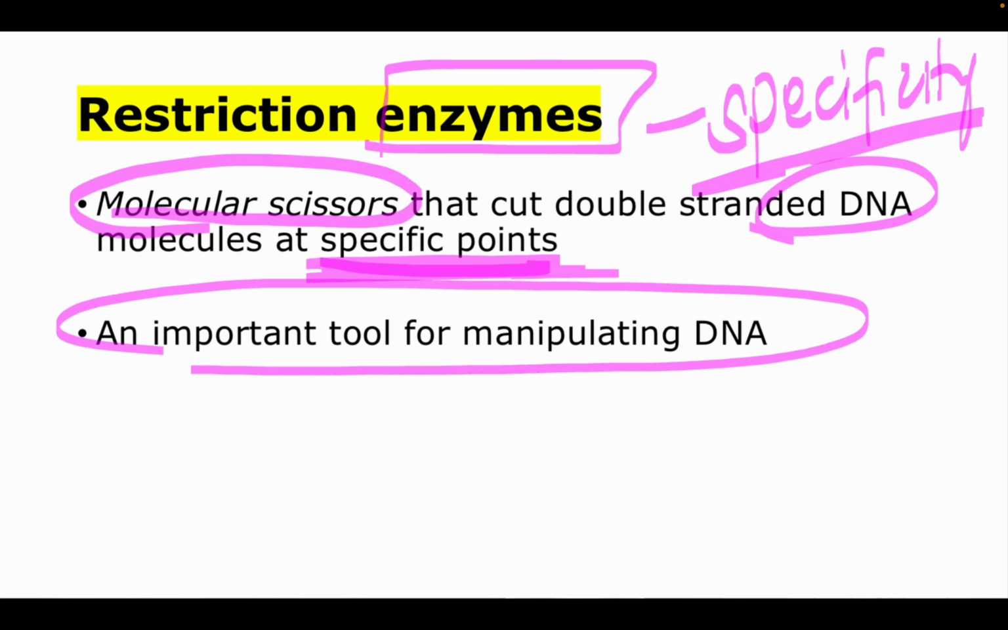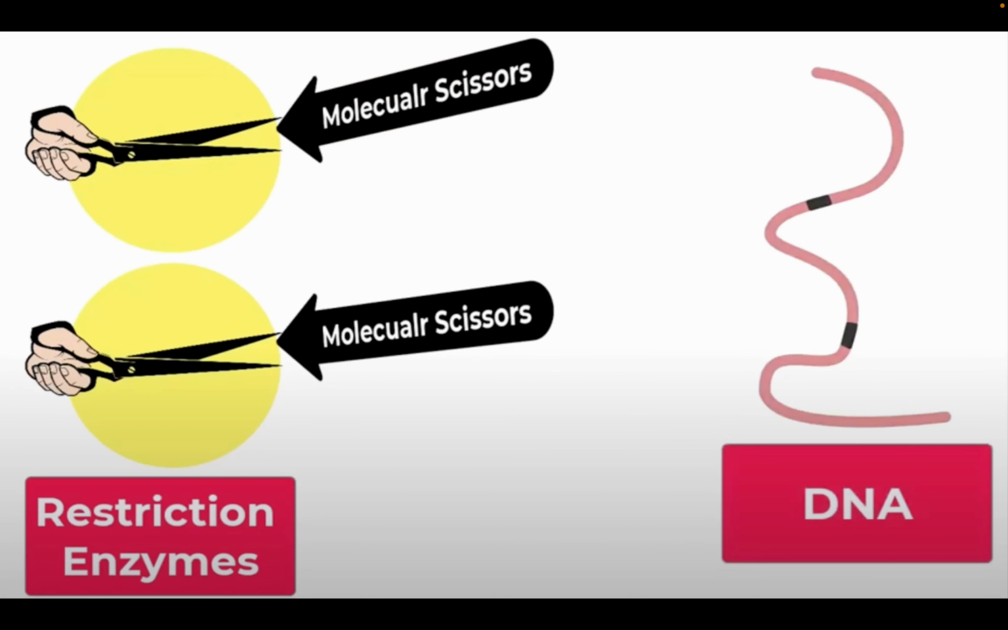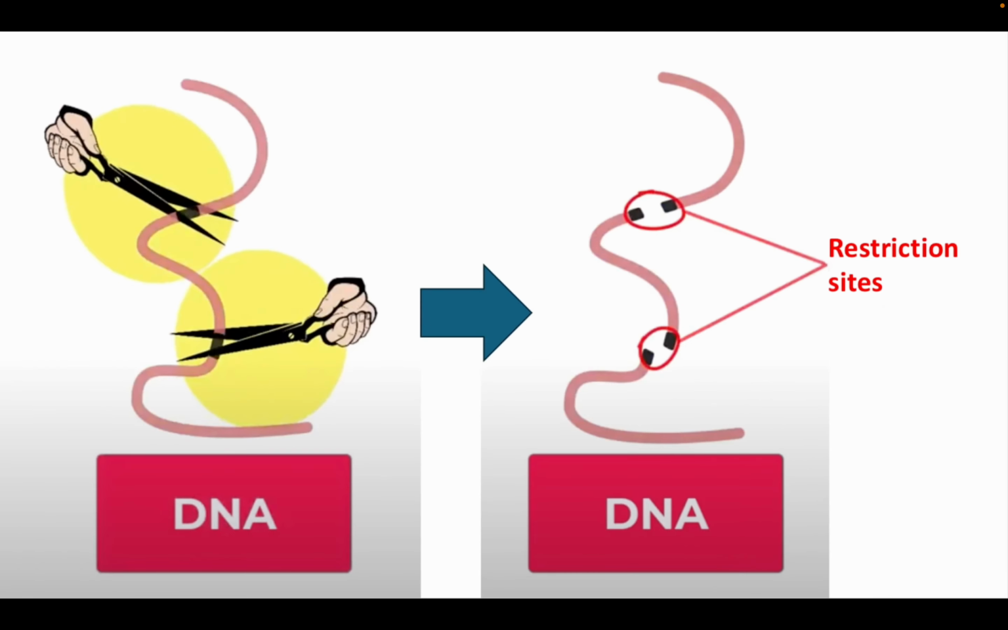This is just a picture showing you the function of the restriction enzyme. They are molecular scissors, sorry, not rulers, which cut the DNA at specific points or specific sequences. So you have restriction sites, which is where your enzymes will cut depending on the sequence of the nitrogen bases.